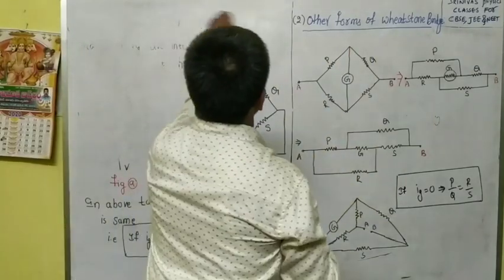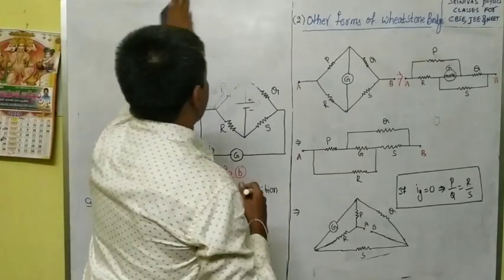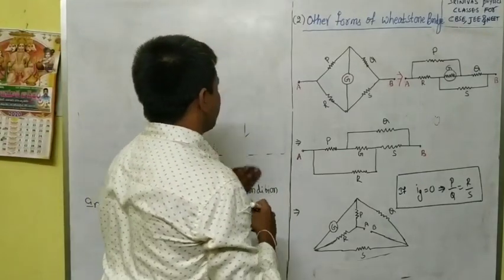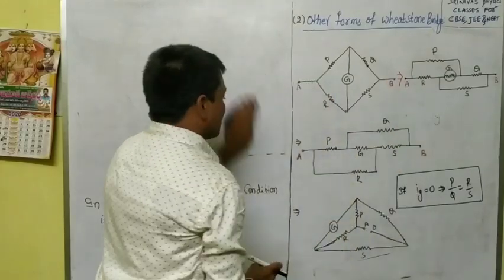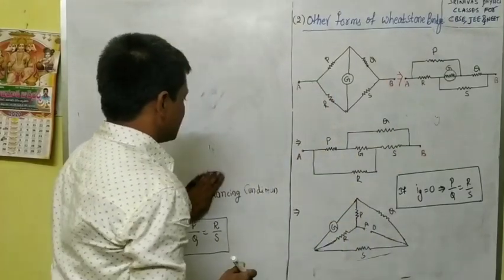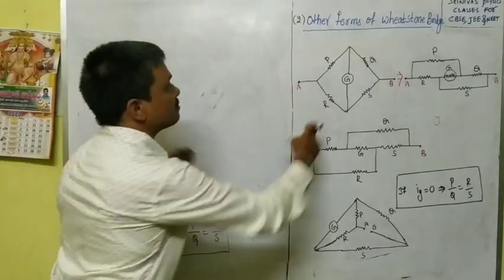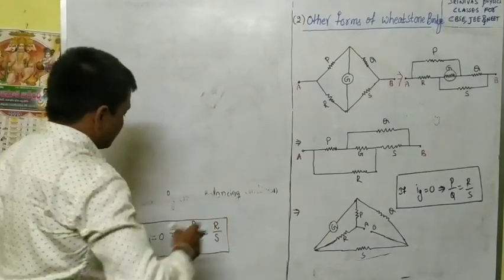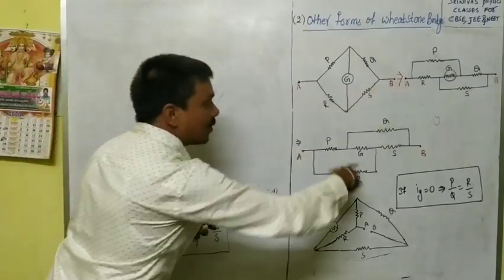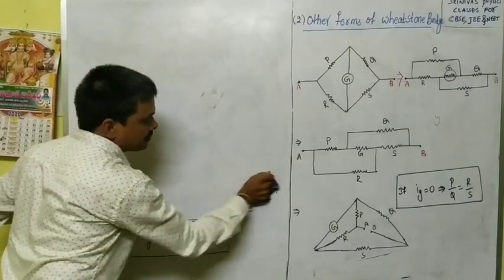After that, what will they tell? If the current through the galvanometer is 0, then find the effective resistance between A and B. These are all equal: this is equal to this, this is equal to this. All are different shapes of the Wheatstone bridge. The Wheatstone bridge is basically one shape, but it can be modified into different shapes, and all are equivalent diagrams.